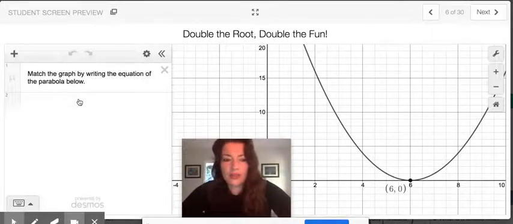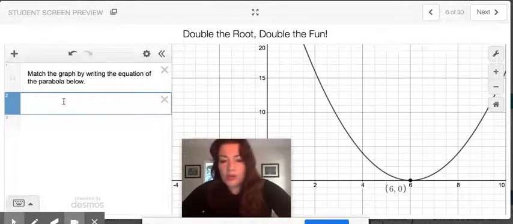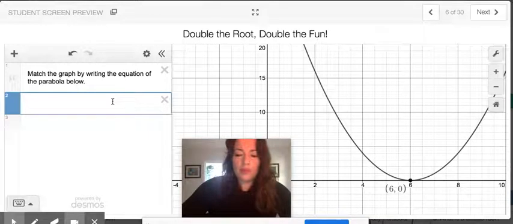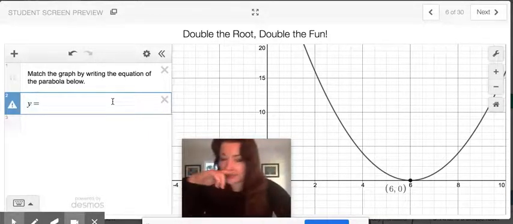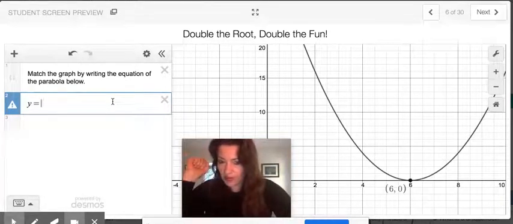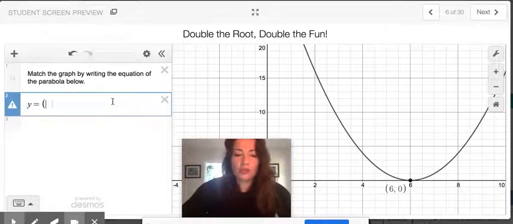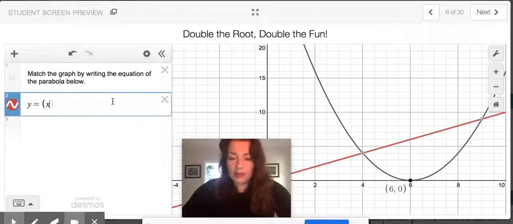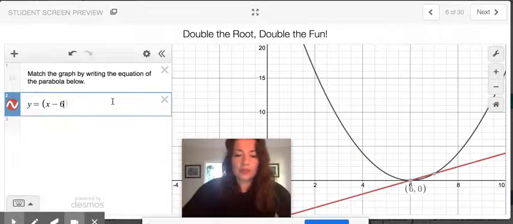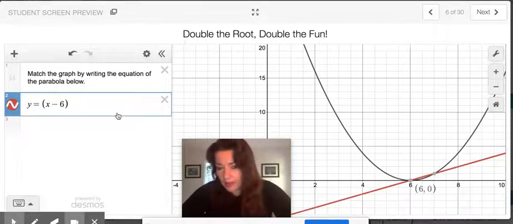So it says match the graph by writing the equation. If you recall, a bounce means that we have a double root at the point (6, 0). What does a double root mean? It means that if we were to graph it, we actually have an x-intercept with two double points at (6, 0). So this could look something like x minus 6, and that right now has degree 1, which only shows me a line.